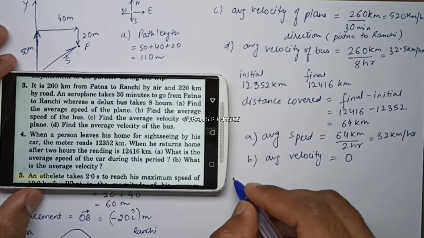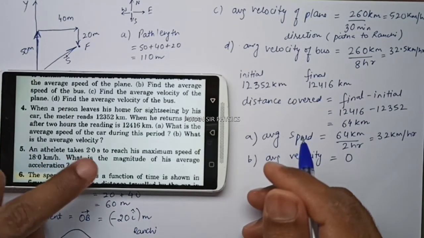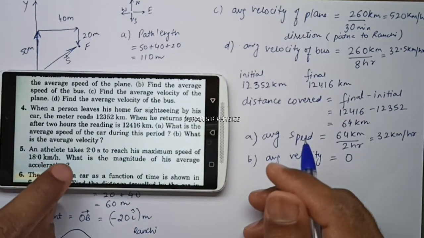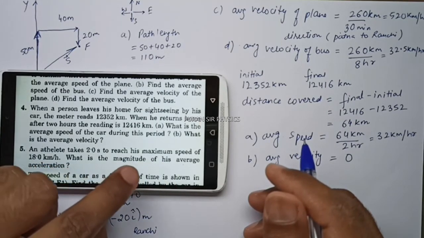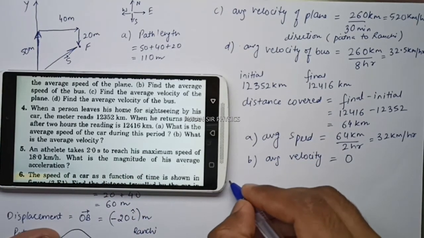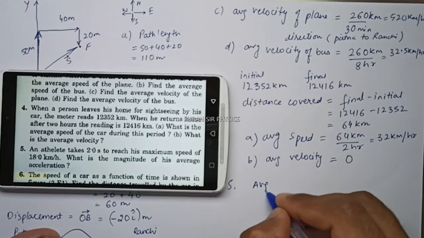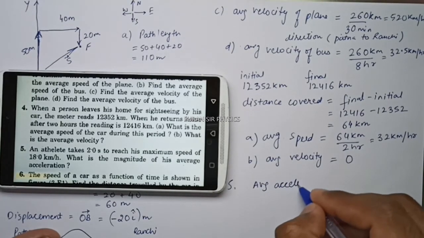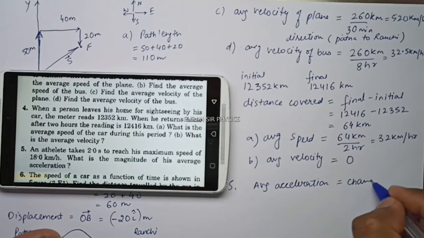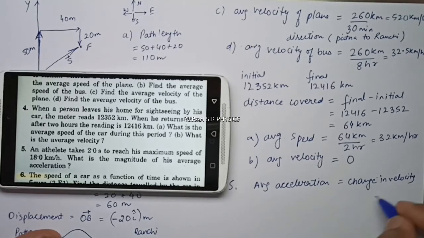Now in the question number 5, an athlete takes 2 seconds to reach his maximum speed of 18 km per hour. What is the magnitude of his average acceleration? So यहाँ पर average acceleration का जो magnitude होता है, that is change in velocity upon time.